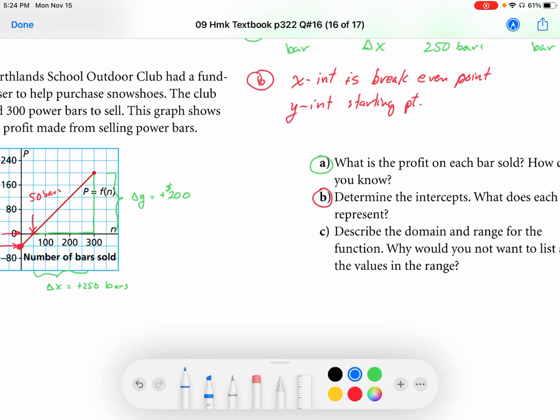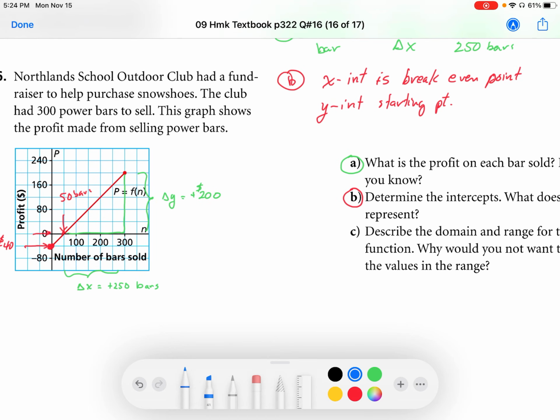So part C says, describe the domain and range for the function. The domain is going to be the number of bars we can sell. So the domain is going to be x's from 0 to 300 bars. And technically, these are whole numbers. So x is a whole number. Okay, so we'll just use W here for whole number.